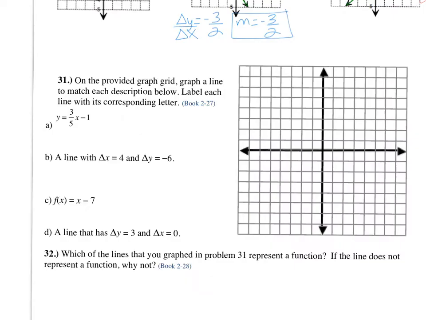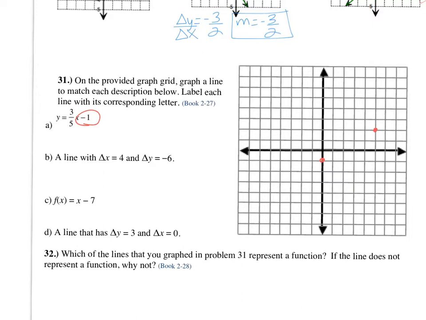Number 31, we're going to graph some lines on this grid. First one for part A, y equals 3/5 x minus 1. So I can identify my y-intercept as -1. So I'm going to plot my point there. And then my slope is 3/5. So I'm going to go up 3 units, 1, 2, 3, and over 5 to the right. 1, 2, 3, 4, 5. And I'm going to put a point.